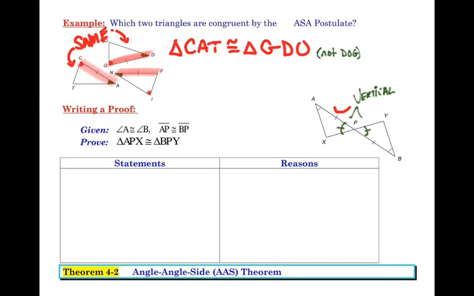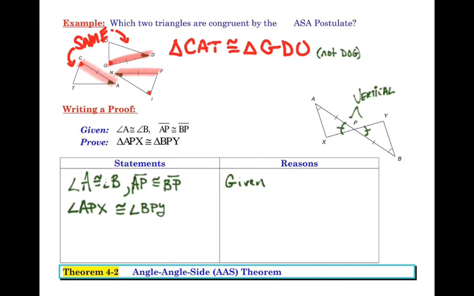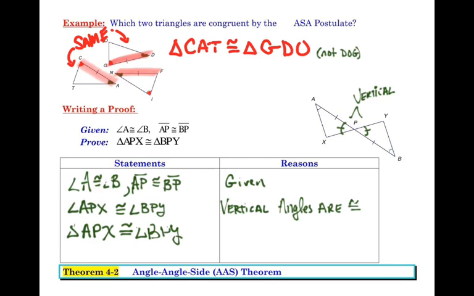So I can see here that I have an angle, a side, and an angle, and that's going to be enough to show these are congruent. So now I need to write it down and show all the steps. I start with my givens, just as we did before. So those are my given information. I also have angle APX is congruent to angle BPY. Those are my angles in here, and the reason that's true is because vertical angles are congruent. And from that information, I can say that triangle APX is congruent to triangle BPY, and my reason for that is angle, side, angle, and that allows me to show that those triangles are congruent.